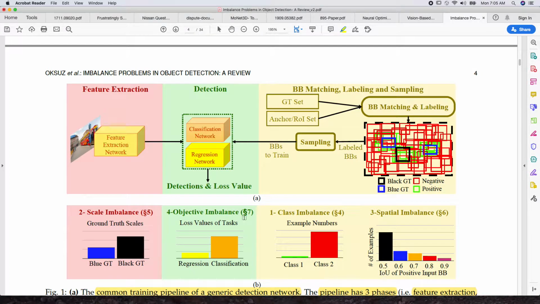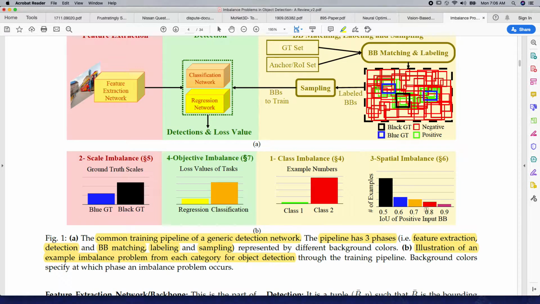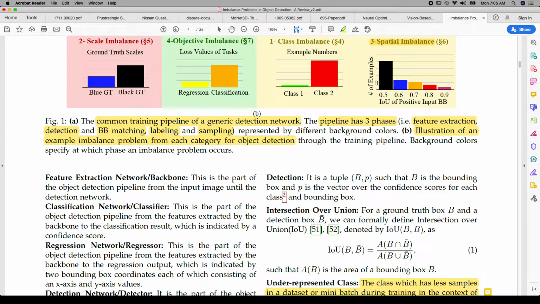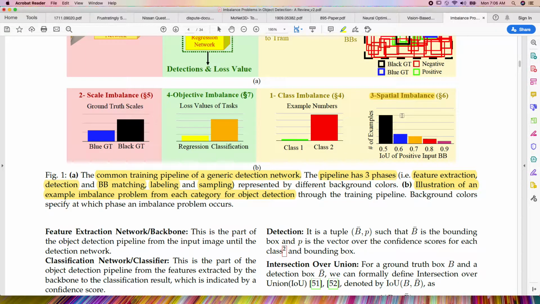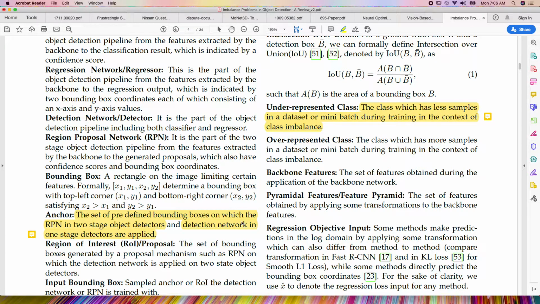You have the objective imbalance. This talks about the loss function. You have the class imbalance. Definitely you have more red than green, so this talks about the number of samples of the classes. You also have the spatial imbalance. Like I said, I'm not too clear about spatial imbalance. Maybe in a subsequent walkthrough of this paper, we may look at it in detail.